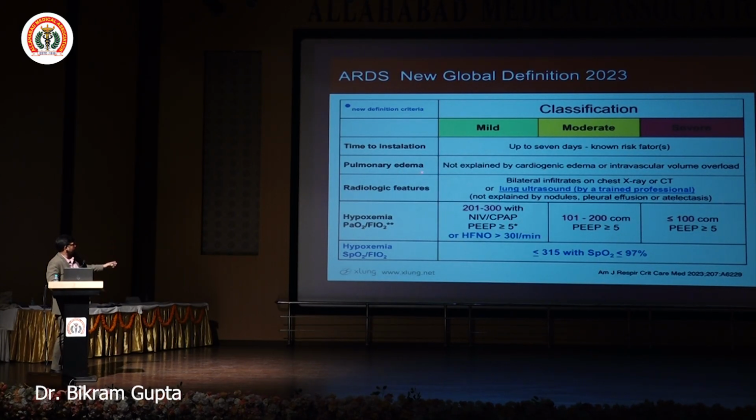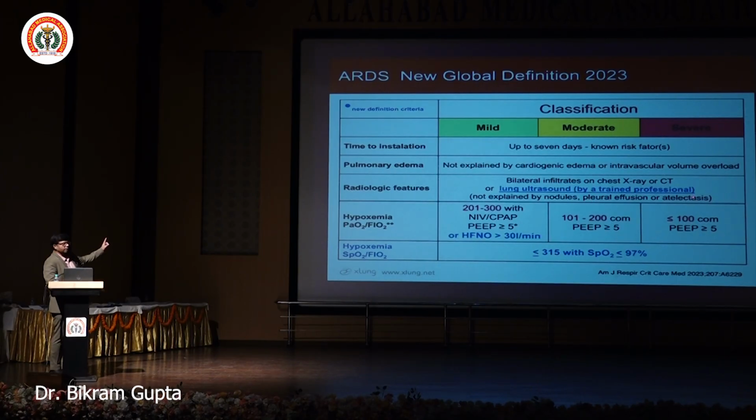on the basis of PCWP, it is on the basis of any sign of intravascular volume overload or any sign of cardiogenic edema. You can rule this out on the basis of 2D echo or focused echo at the bedside. Radiological features: yes, there is bilateral infiltrate on the chest X-ray or CT scan, and that is not explained by nodules, pleural effusion and atelectasis.